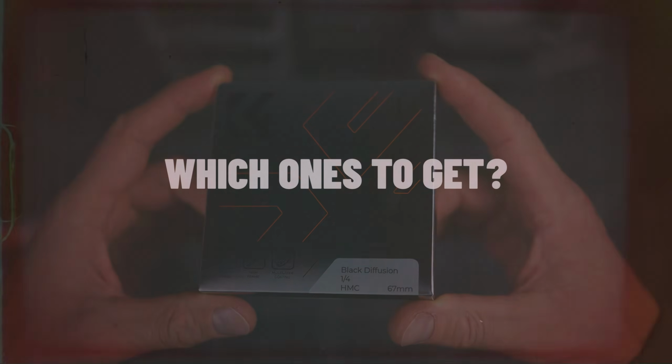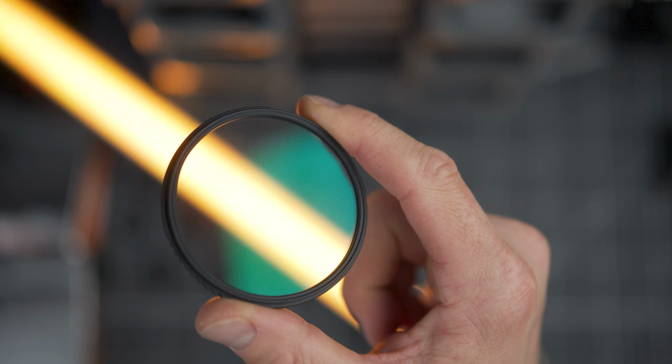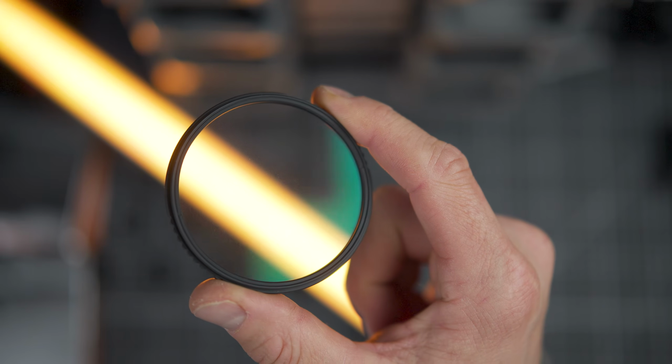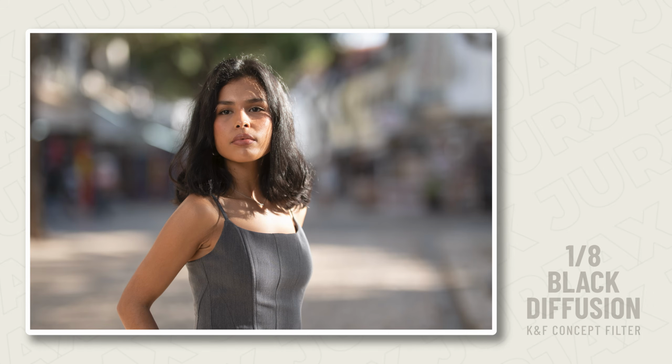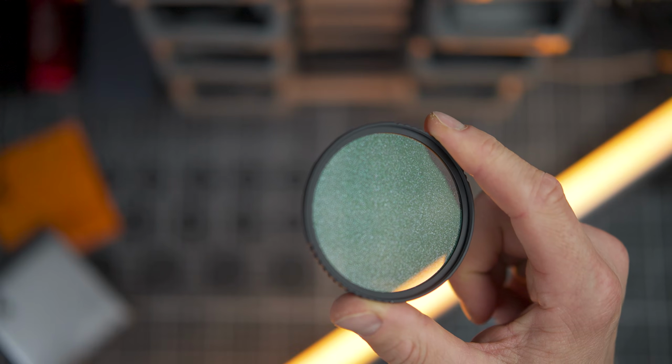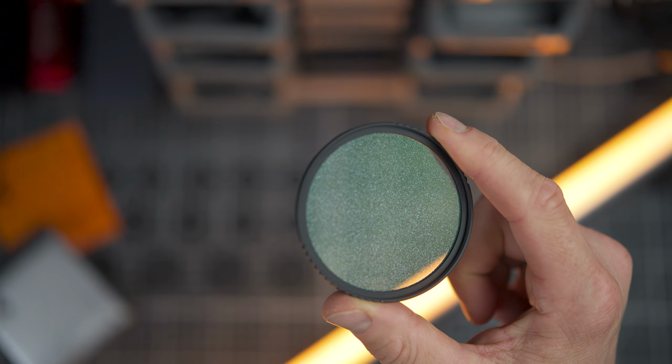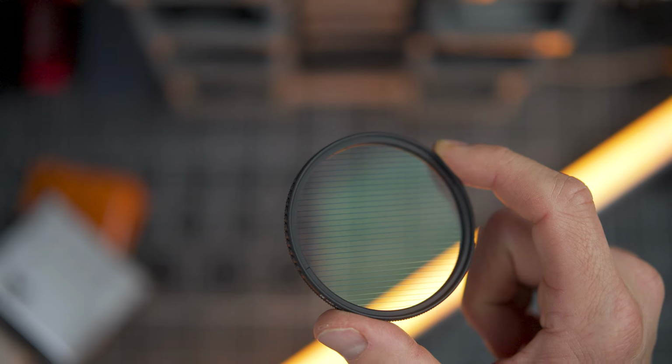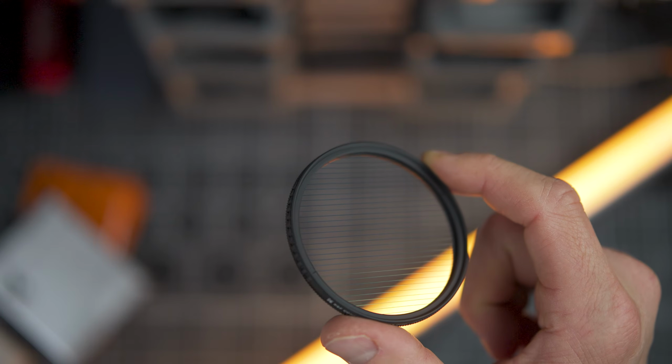So which one should you be getting? The black diffusion 1/8 is a must-have in my opinion. It's the most versatile filter that softens skin, gives that cinematic look, and works for almost any shot, photos or videos. The rest comes down to personal preference, and if your budget allows, I really encourage you to experiment with a few of them, especially when you already know what you are creating.